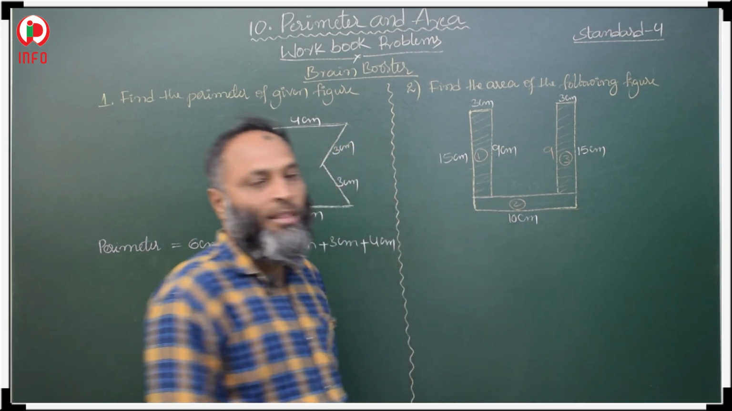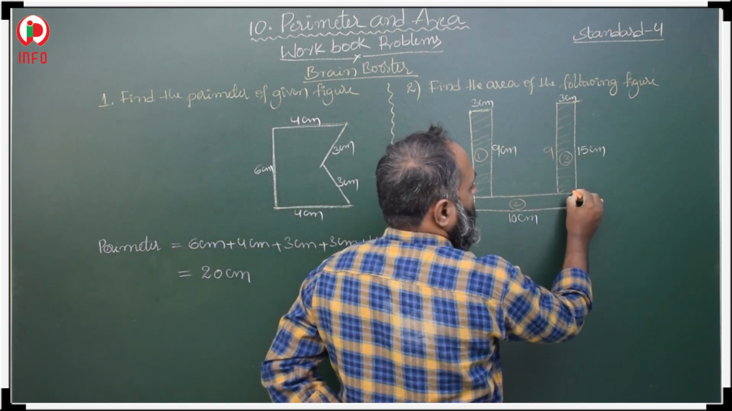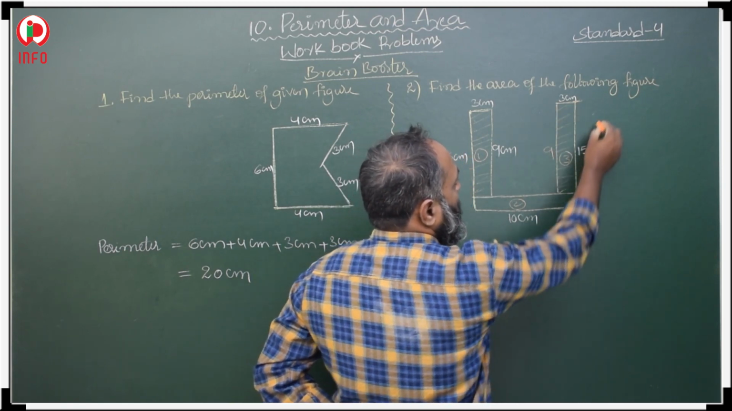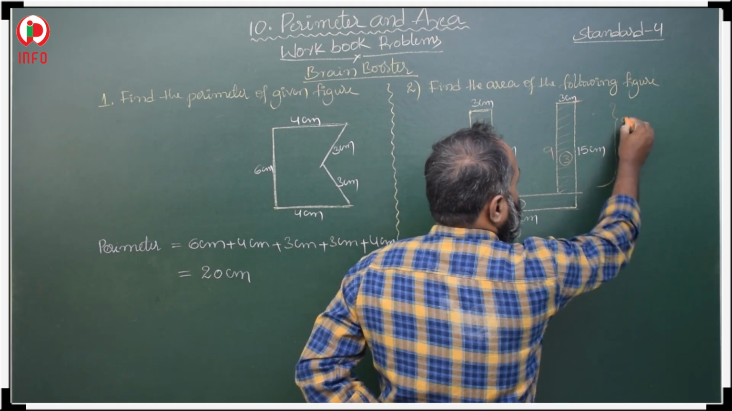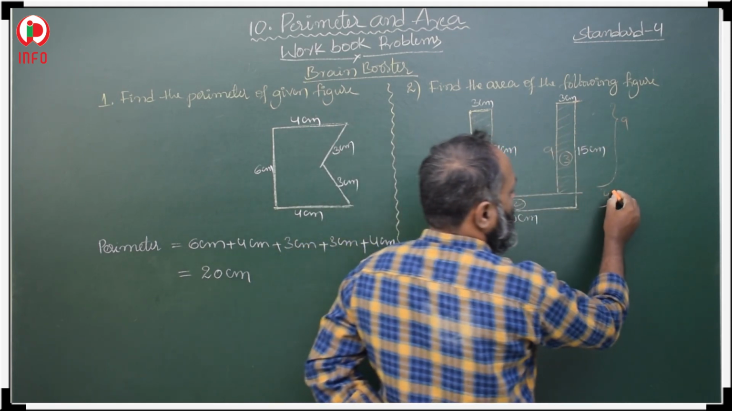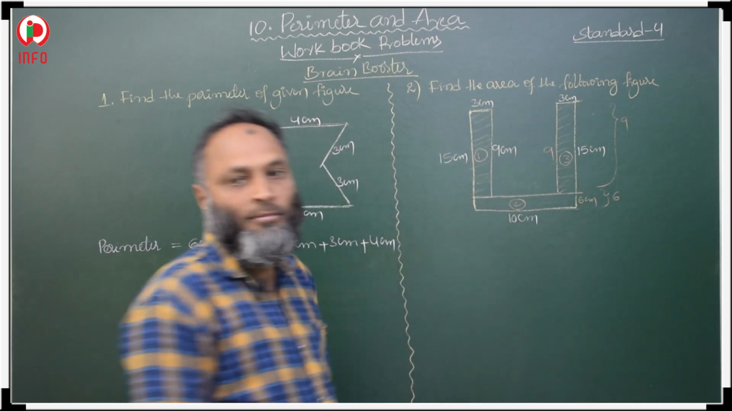Now, we should find the breadth. So, what is the breadth? See here to here is 9. So, 9 centimeters and the total 15 is given. If here to here is 9, then what about this part? 15 minus 9, so that is 6. This is 6 centimeters. Okay.